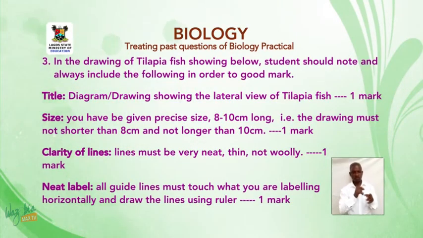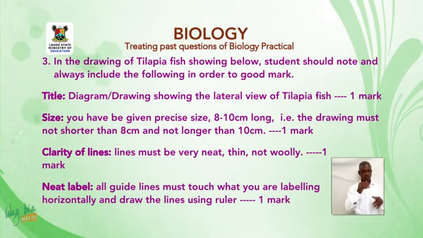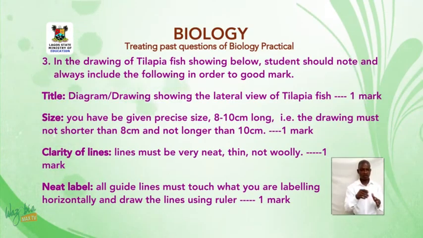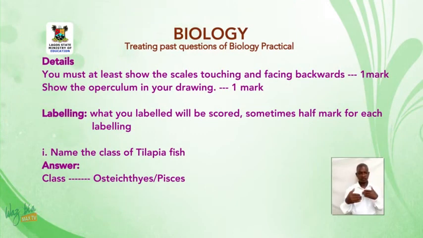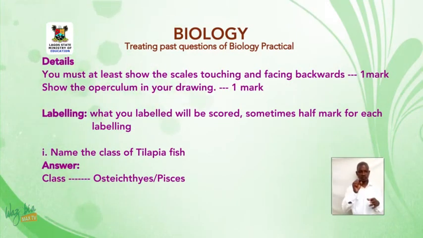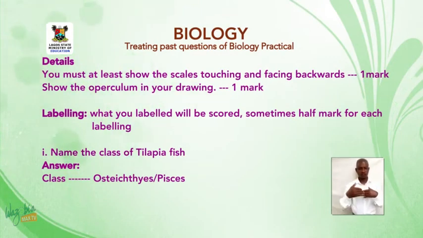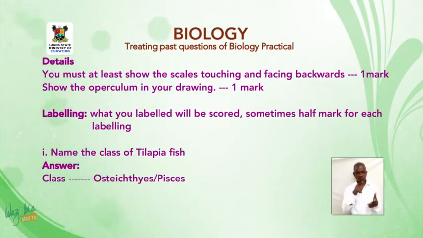Don't say that your hands are straight. The examiner will see if you use your hand. Then, under details, you must at least show the scales touching and facing backwards. That one will give you 1 mark.